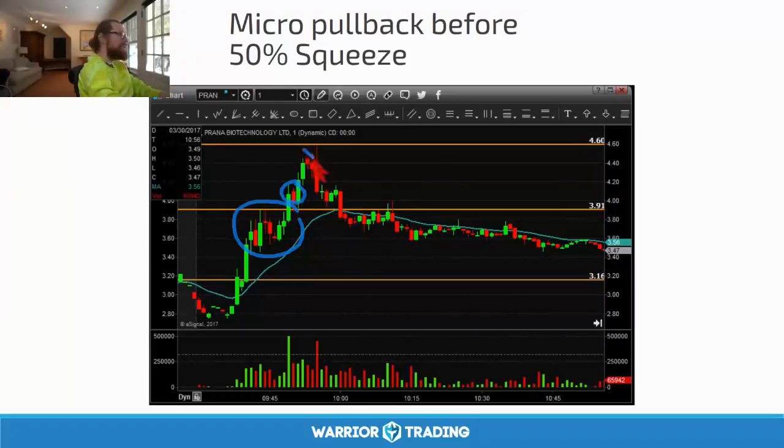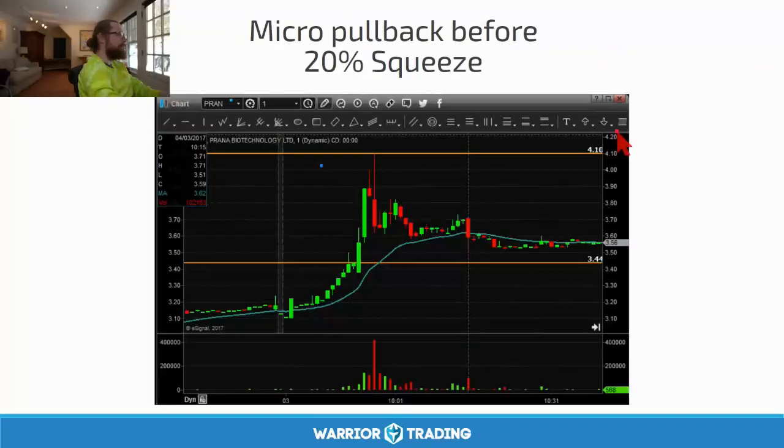Perhaps. But now this is the second pullback up here. Usually we want to be focusing primarily on the first and the second, not the third, sorry, it's the third pullback up there. So once we get into the third and fourth pullbacks, that's when risk starts to increase. So this is a micro pullback before a 50% squeeze from 316 up to 460, which is impressive. That's certainly something that we like to see.